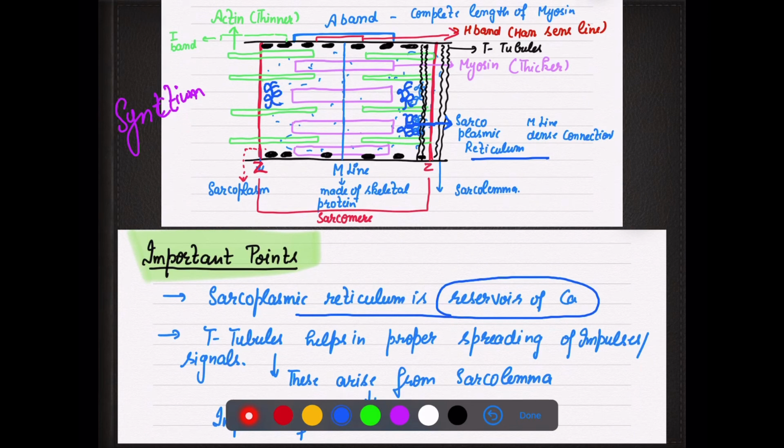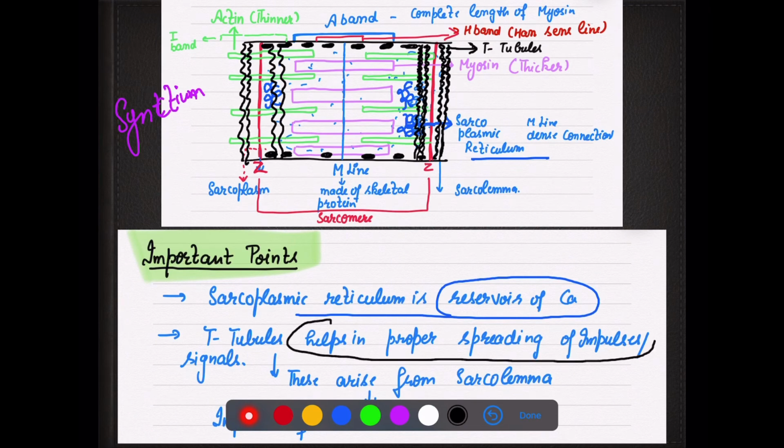Now there is another structure I have drawn here. Can you see these tubule-like structures, these fiber-like structures coming from the upper to the lower portion? If we are drawing it here like this, they are coming from upper to the lower area. So these are known as our T-tubules. T-tubules help in proper spreading of the signal.